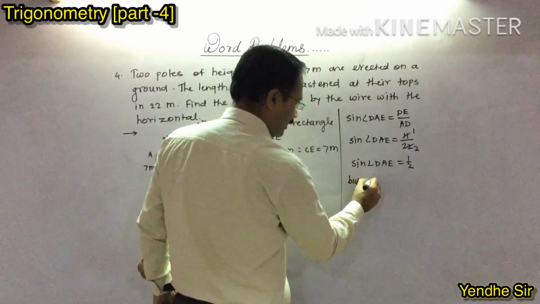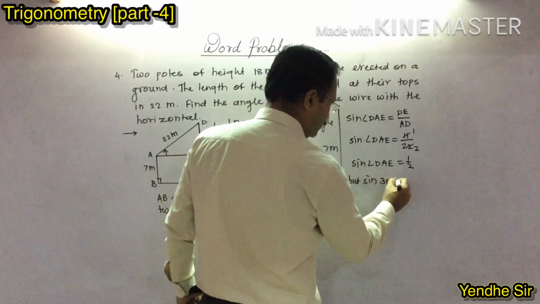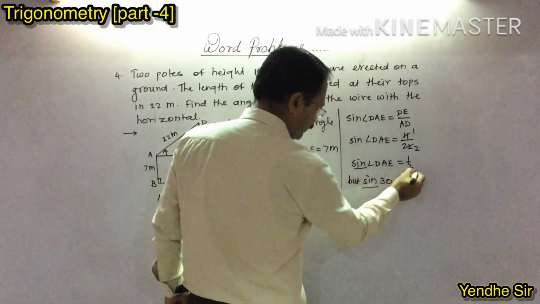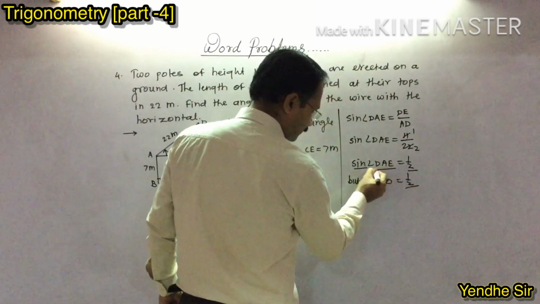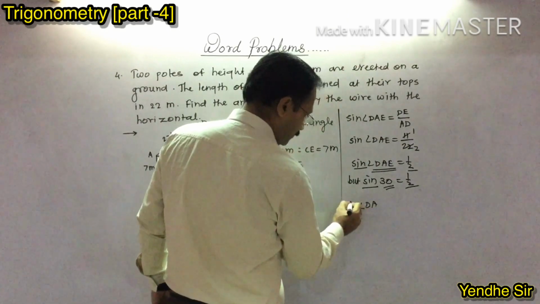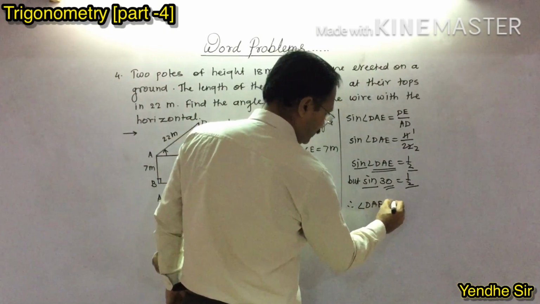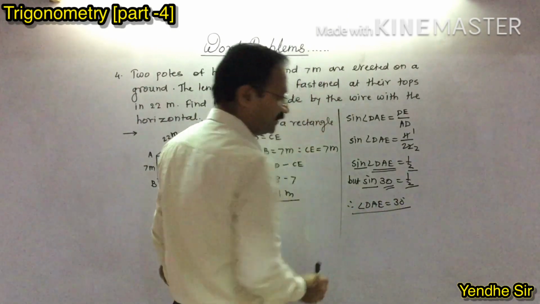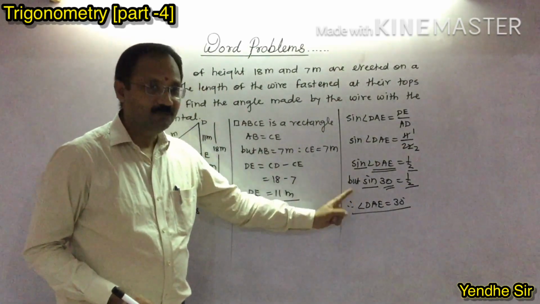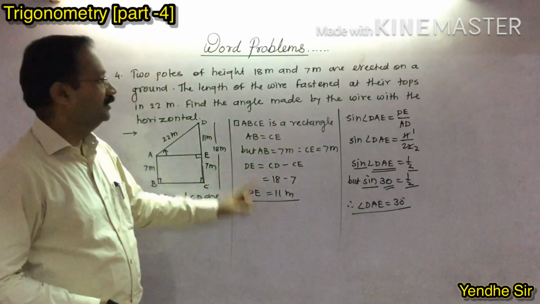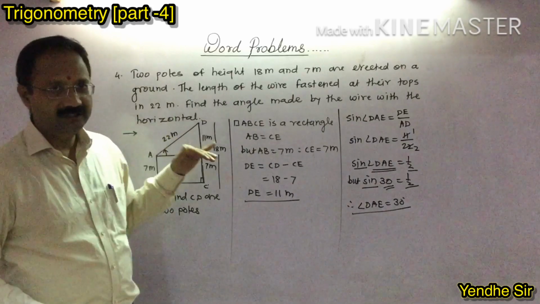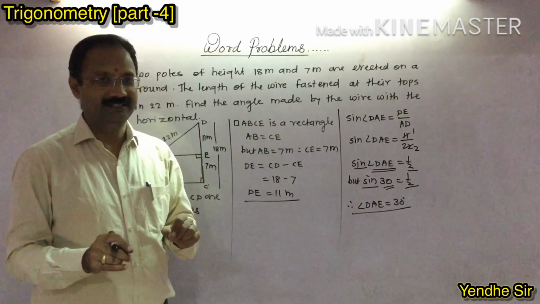But we know that sine 30 equals to half. And therefore, this is same. Therefore, the value of DAE equal to 30. Therefore, angle DAE equals to 30 degree. And then at last, what do you have to write? The full statement answer. Therefore, the angle made by the wire with the horizontal is 30 degree.